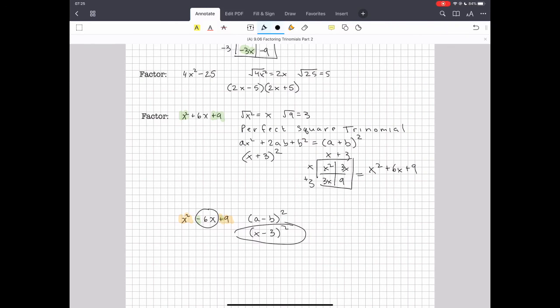So the problems we're working on today are basically, we're just taking the work we did last week and we're working backwards now.